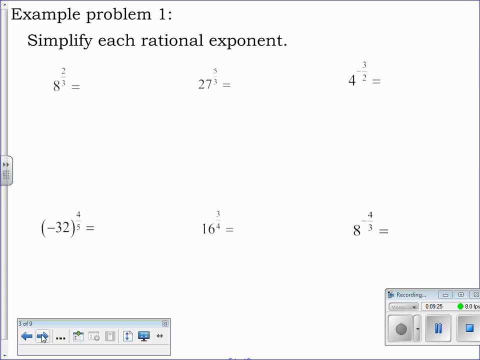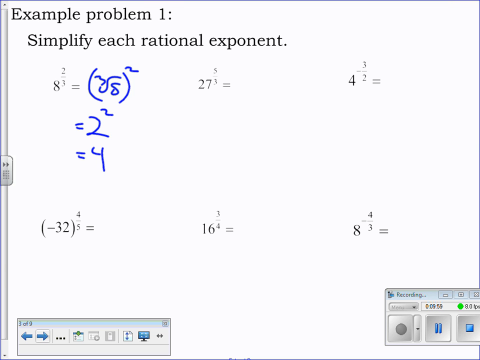It doesn't matter. So when I do this, this is really the cube root of 8 squared. That's another way of writing it. Now we're going to do that more later, but that's the idea of what we're doing here. The denominator is a root, the numerator is our power. So if I take the cube root of 8, that means I have 2. That takes care of the 3, so I have 2 squared, which gives me 4. 8 to the 2/3 power is 4.